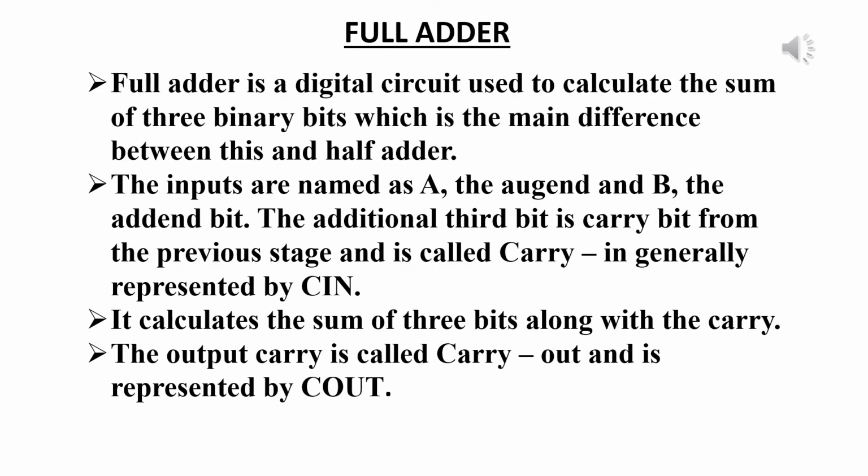First, we will decide the input and output parameters of a full adder circuit. A full adder circuit is a digital circuit used to calculate the sum of three binary bits. That is the main difference between a full adder and a half adder circuit. In a full adder circuit, the inputs are named A, the augend, and B, the addend bit. The additional third bit is called the carry bit from the previous stage, generally called carry in, and is represented by C in. We will get the output of a full adder circuit as sum and carry. Here the output carry is represented as C out.